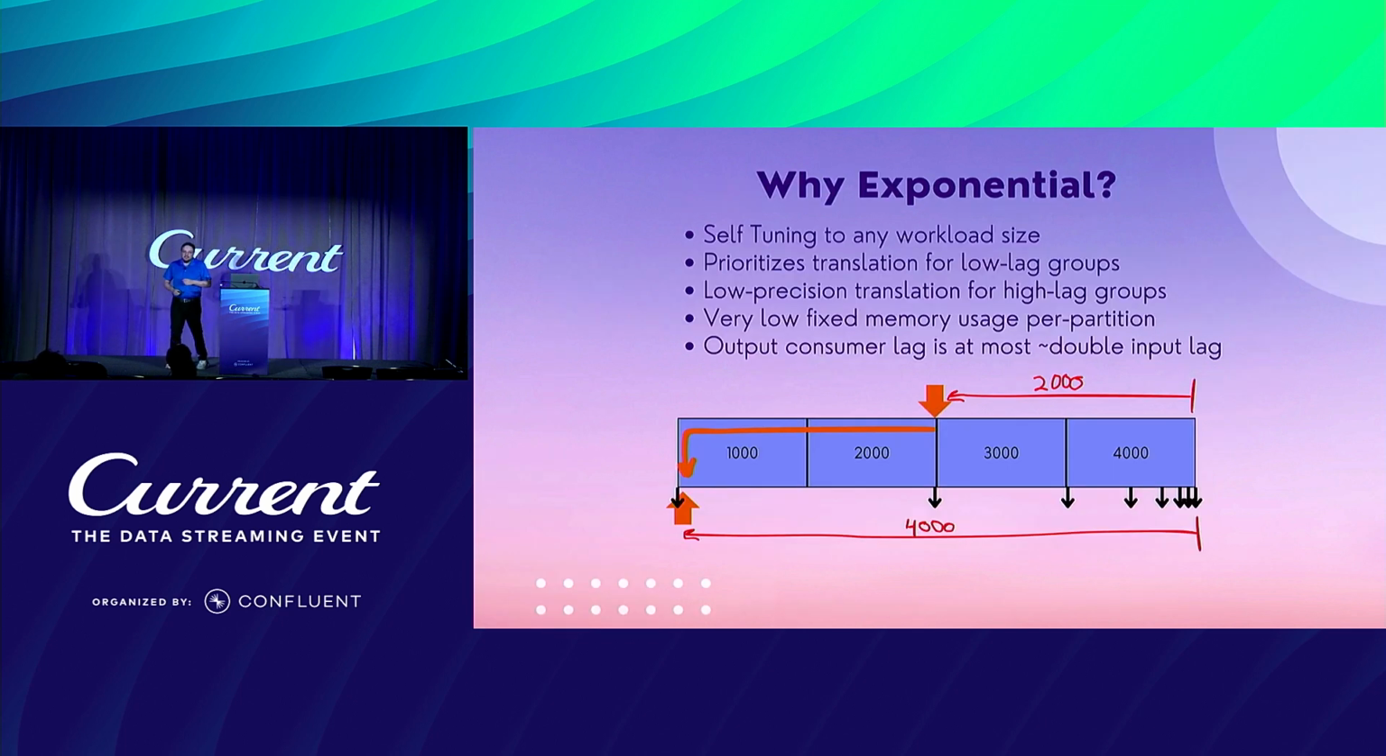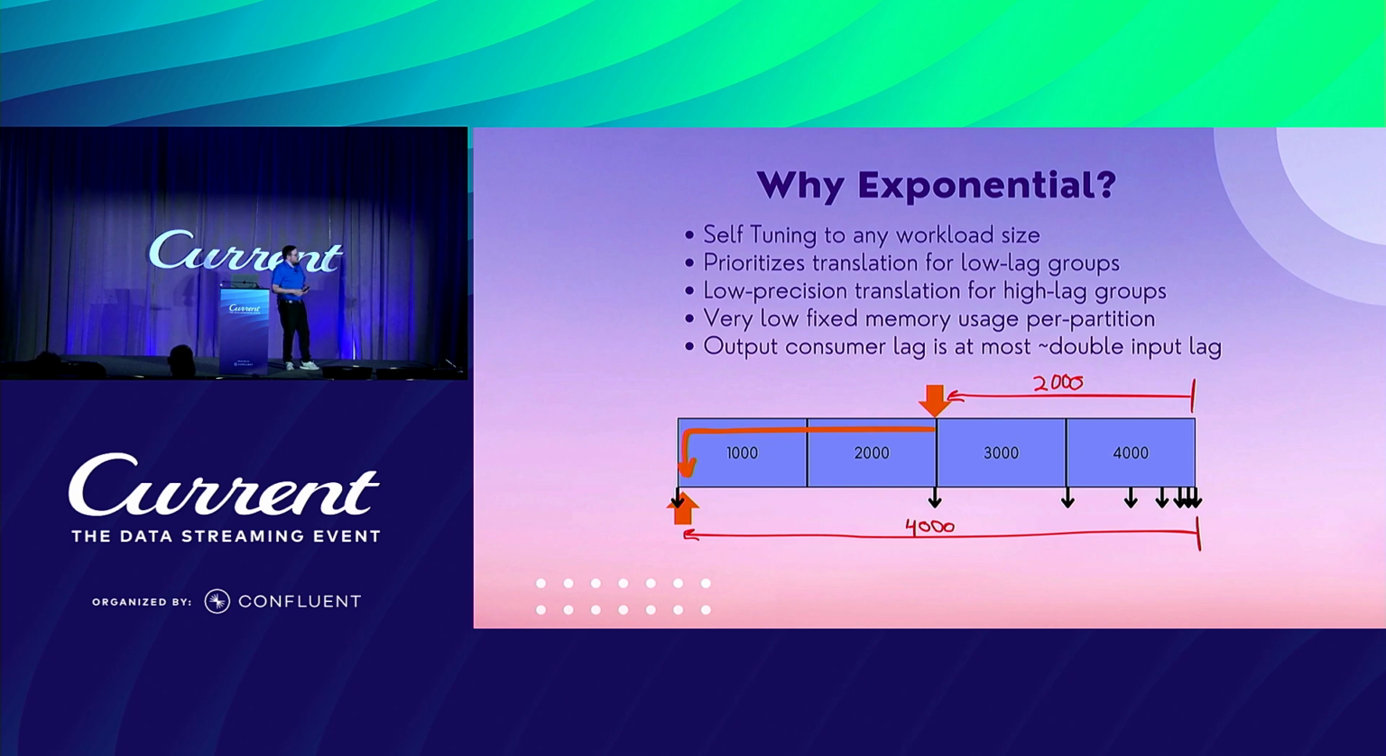So exponential, like I said, the really cool thing for us was that it is self-tuning to any workload size. Because everybody's using 64-bit offsets, 64 bits is enough for our cache. It prioritizes translation for low lag groups, which is a benefit of the FIFO cache. And it has low precision translation for these high lag groups, so that it provides some amount of translation even if you're very far back in the topic. And it has this very low fixed memory usage per partition. So 64 offset sinks is like a kilobyte of data. So you could have hundreds of thousands of partitions potentially, and it doesn't really break anybody's memory budget.